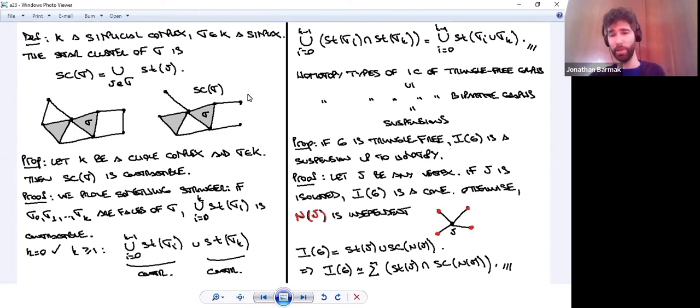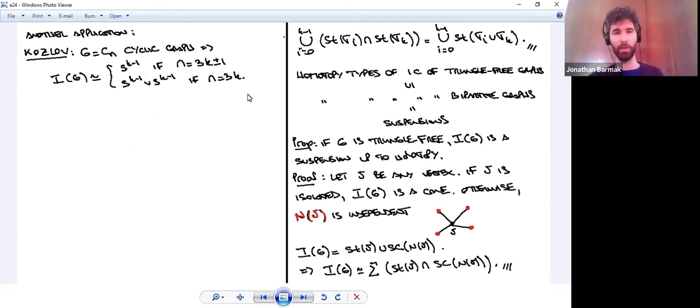Good. So this is the first application of this notion of star cluster, and there are many other results regarding independence complexes that we can think about with this notion. Concretely, there is a result by Kozlov. He understood the homotopy types of independence complexes of cycles. In fact, he used this result together with Eric Babson in order to give a proof of the Lovász conjecture.